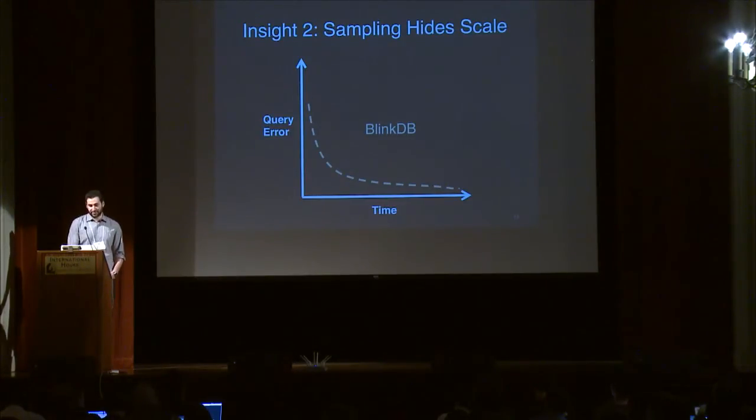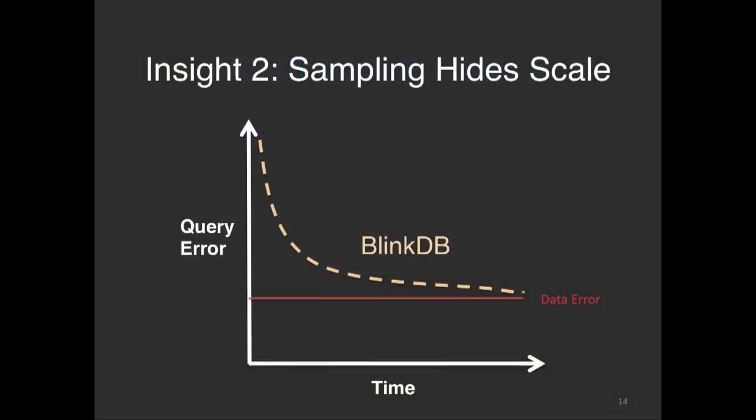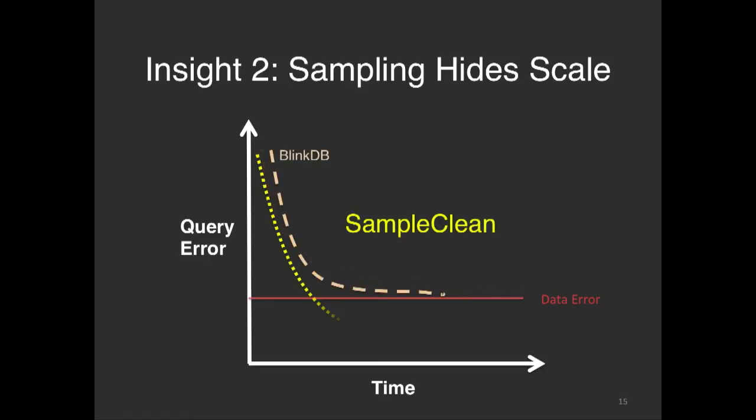So that's the BlinkDB pitch, which has been successful, but there's a fundamental limitation if your data is dirty. If there's error in your data, no matter how big of a sample you look at, you're never going to get past the error in the data when you're looking at your query results. So with SampleClean, we offer a similar trade-off to BlinkDB, except we trade off not only sampling for query error, but also sampling for data error. So if we clean a sample of the data, we can extrapolate to the full data set.